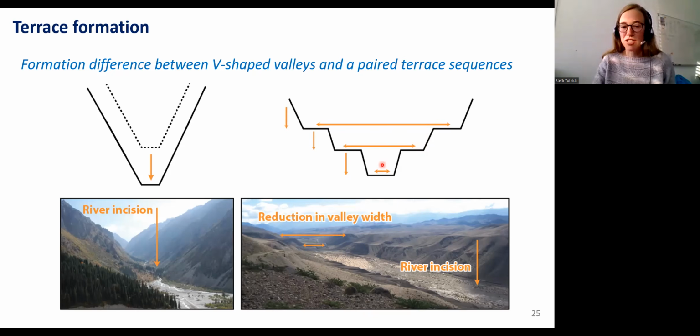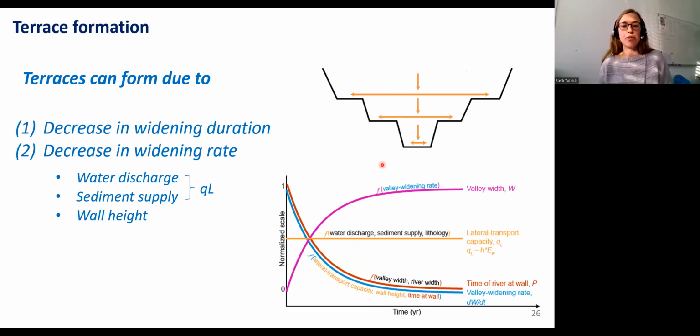So we were questioning ourselves, what is it actually that drives this narrowing at sites where we formed paired river terraces? And we were thinking about different potential explanations. One way we can theoretically get a reduction in valley width through time is if we reduce the widening duration. So if in the first step we widen for 10,000 years, in the second step only for 5,000 years, and in the last step only for 1,000 years, we would get a reduction in valley width.